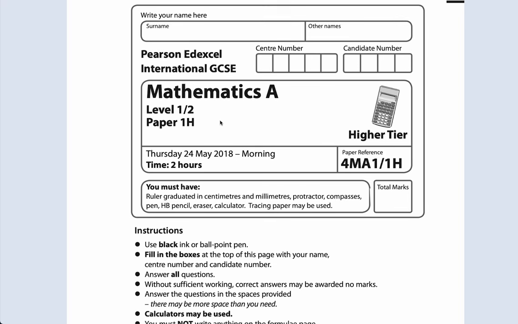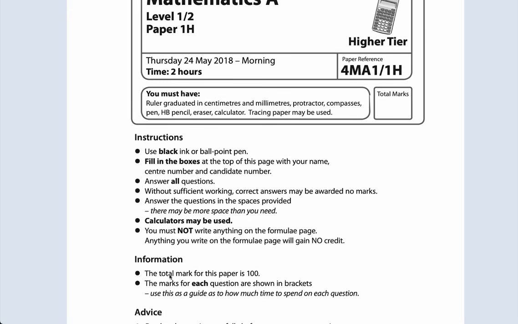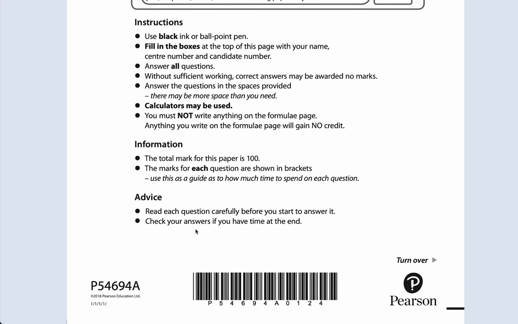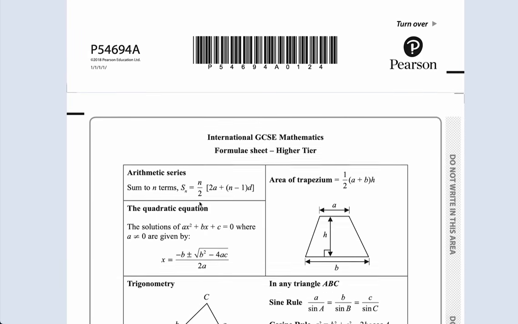Okay, so this, guys, is the front page. You should be familiar with this. Look, you must have read all this. These are the things you need to bring to your exam. These are the instructions, information. It is 100 marks. It is 2 hours, and there's a paper 1 and a paper 2, some advice, and then you get a formula sheet.